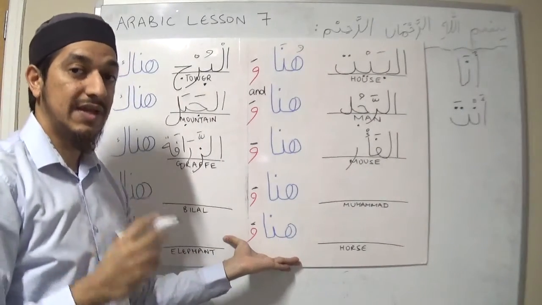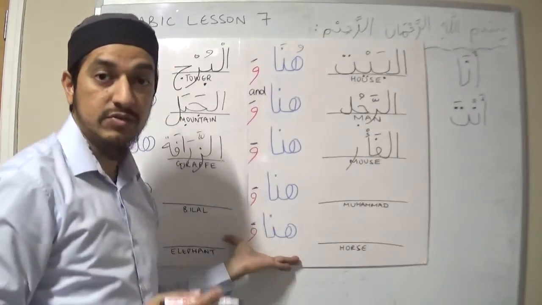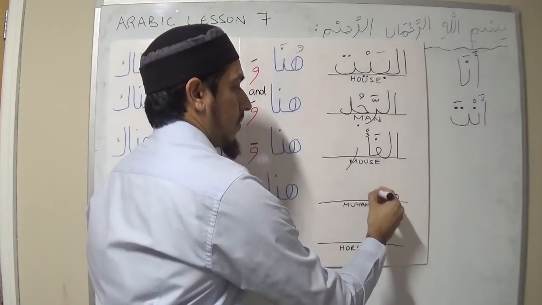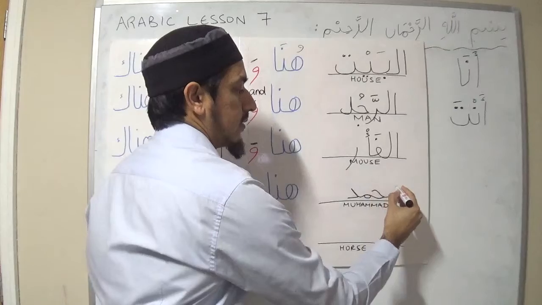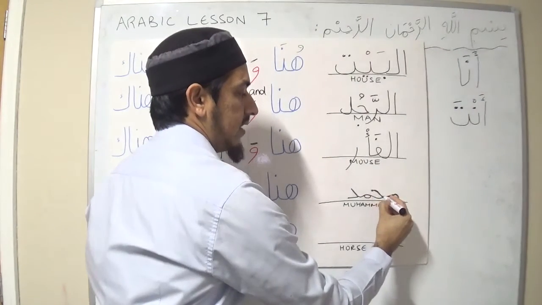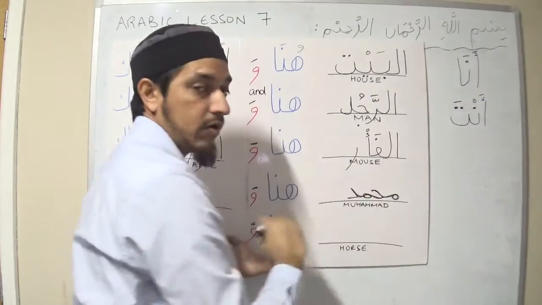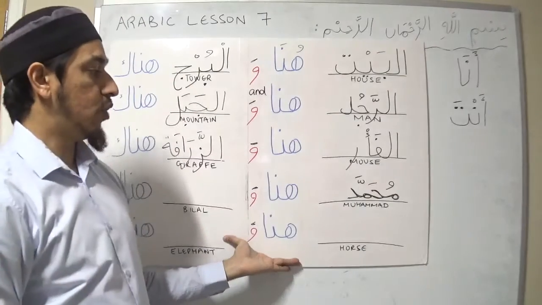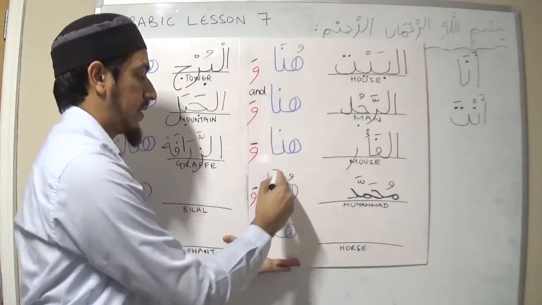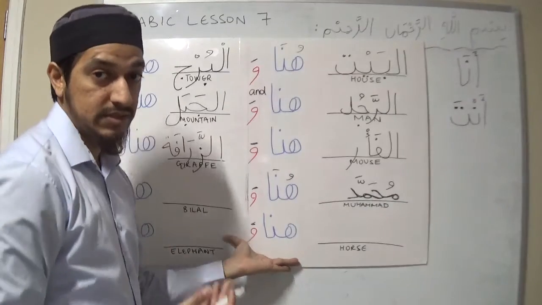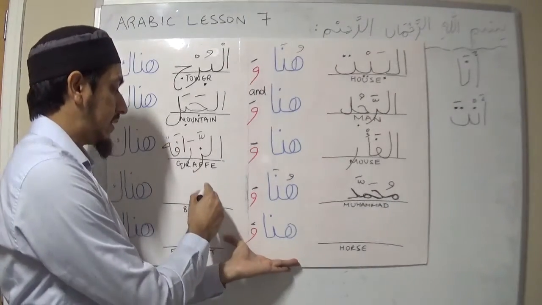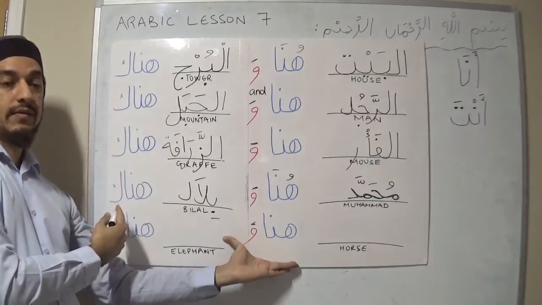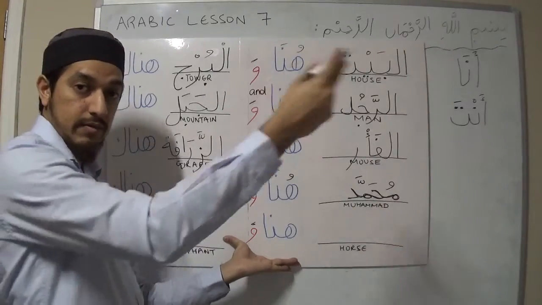The names don't need alif lams on it. You're speaking about a specific person. Muhammad. Meme goes up to the ha, meme, and then dal, all above the line. Muhammad huna. Wa Bilal. Again, Bilal doesn't need alif lam. Wa Bilal. We've done Bilal. Wa Bilal hunak. And Muhammad is here. Bilal is there.